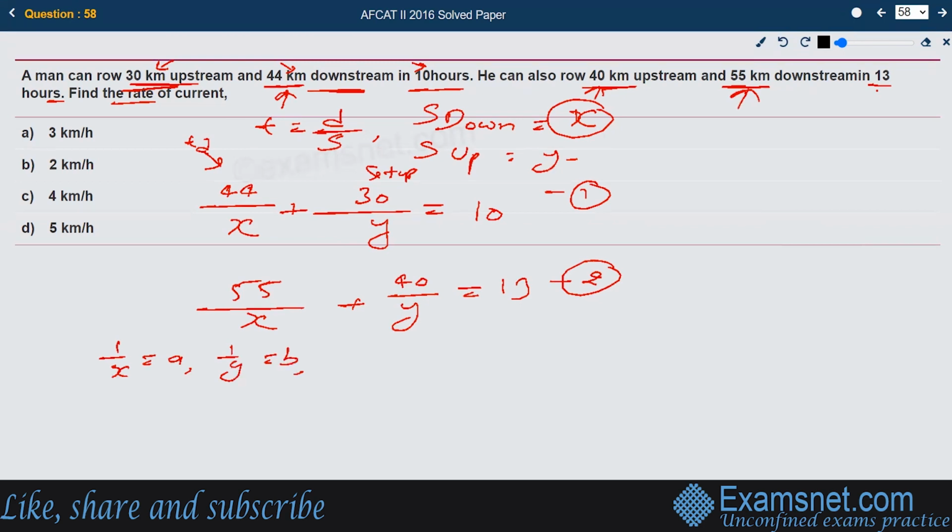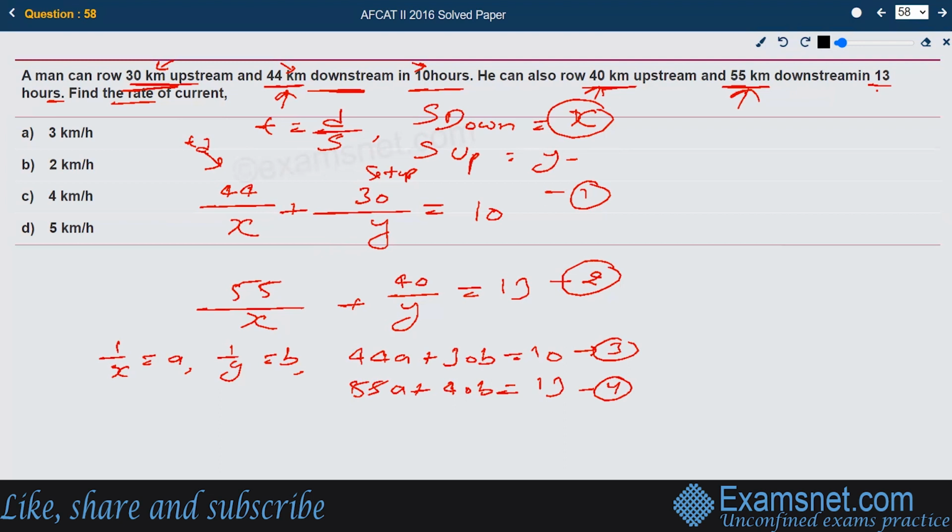So my equation 1 is transformed to 44A plus 30B is equal to 10, and 55A plus 40B is going to be 13. Let me say this as third equation, and let me say this as 4, although they are just 1 and 2 only, but let us name them a separate one to make it easily understandable.